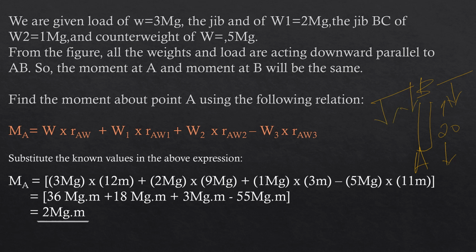As we saw in the free body diagram as well as in the question, everything acts downwards. That is parallel to A and B, right? Parallel to A and B. That's what is given here from the figure. All the weights and loads are acting downward parallel to AB.